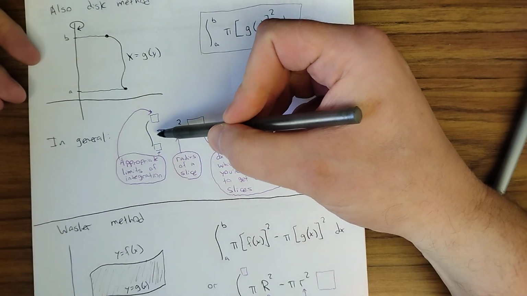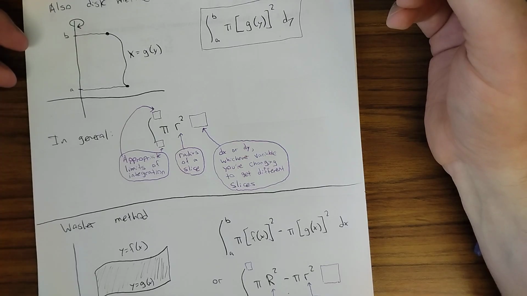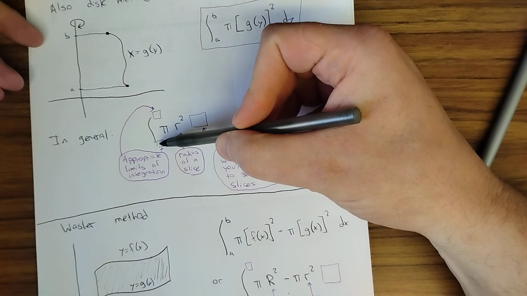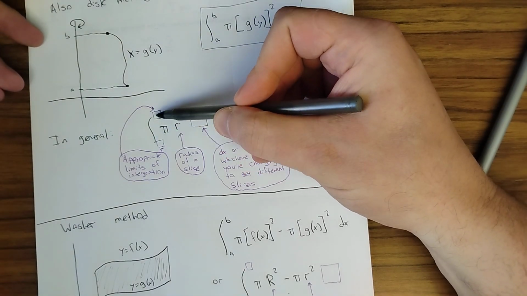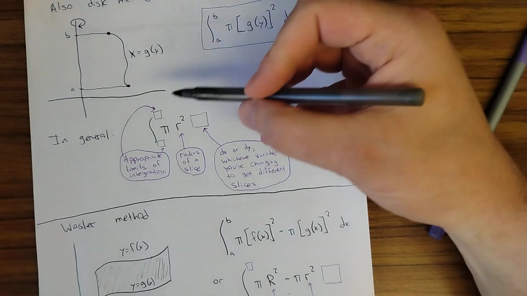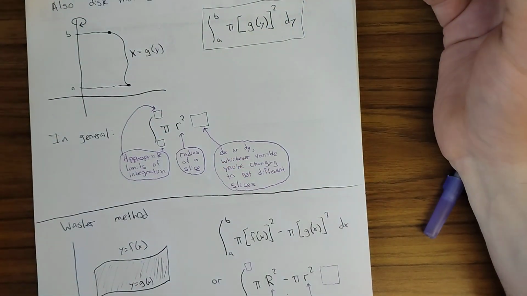Basically, I just remember it's the integral of pi r squared. And of course, there's some blanks to be filled in, and that's what I wrote around here. You have to figure out what the appropriate limits of integration are, and that depends whether you're integrating with respect to x or y. These are going to be x values or y values.